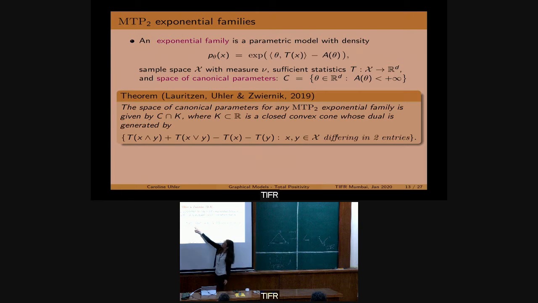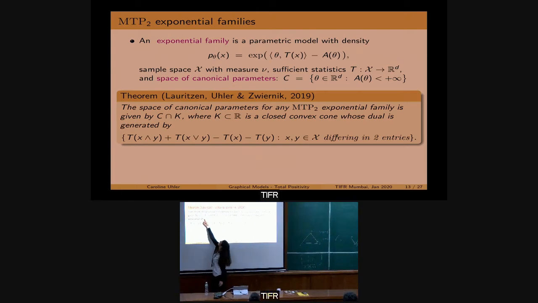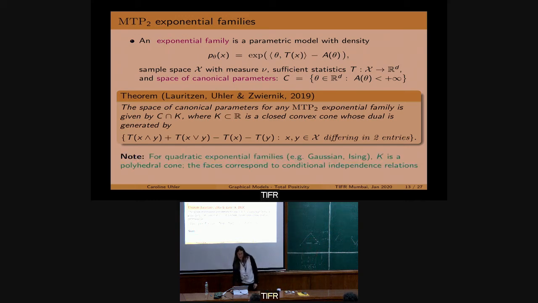Okay, so you just take your cone of canonical parameters and you intersect it with another cone, and we know exactly what the cone is. We can actually write down its dual. So for an exponential family, being MTP2 is always a convex constraint, and even nicer, whenever you have a quadratic exponential family like a Gaussian or an Ising, you can actually show that this cone that you're intersecting your cone of canonical parameters with is polyhedral.